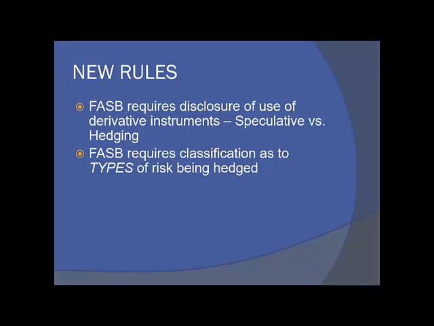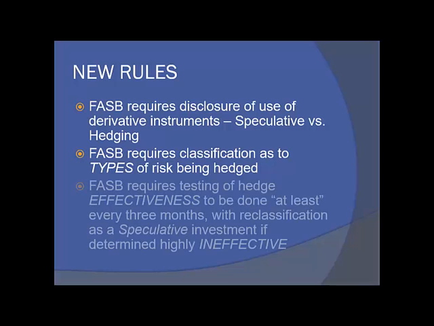FASB requires classifying as to the types of risk being hedged. You have to disclose, am I trying to hedge a fair value risk or a cash flow risk? They require testing of hedge effectiveness to be done at least every 3 months with reclassification to speculative if it's determined to be highly ineffective. Now, you can be ineffective throughout the year, but long term, if it's ineffective, then you have to reclassify.